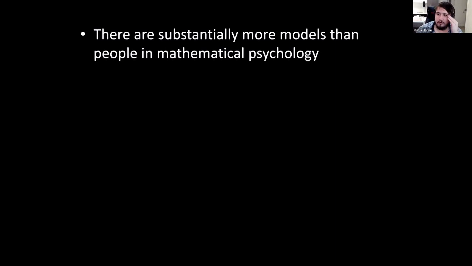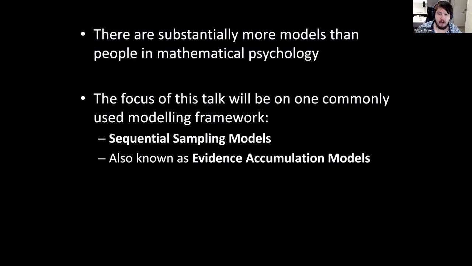Now, there's definitely no shortage of models in mathematical psychology. There are more models than people. Everyone has their 1 or 2 models, or 3 or 10 that they love. So there are a lot of models, right? And this is not going to be a comprehensive talk that covers all models. Obviously, I'm covering the sequential sampling framework, and even within that, I'll be covering a small number of the models. But in general, this will focus on the sequential sampling models, or as they're also known, evidence accumulation models.